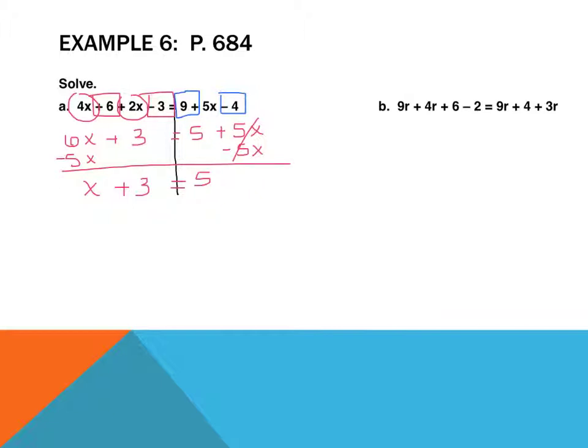Now I want x by itself, so I can cancel my plus 3 by subtracting 3. And that leaves me with x equals 5 minus 3 is 2.